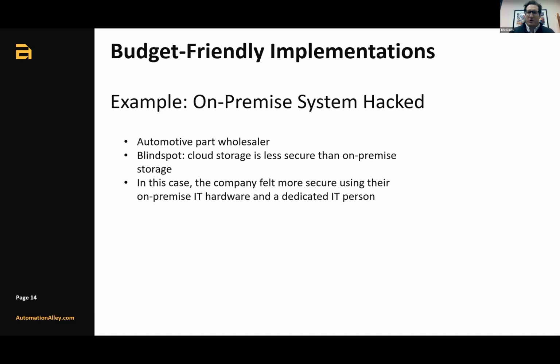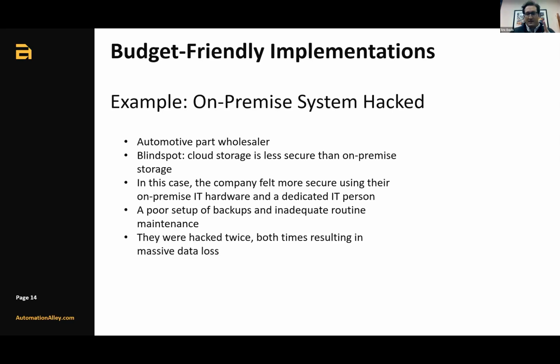So they felt they were more secure, even though they had on-premise IT hardware and a dedicated IT person. However, they didn't have the backup set up properly, and they didn't have proper routine maintenance. For example, they had all of their hard drives connected to the network. So when it got hit with ransomware, they didn't have a separate hard drive being backed up that wasn't connected to the network. So every single hard drive got wiped out. This happened twice, both times resulting in massive data loss.